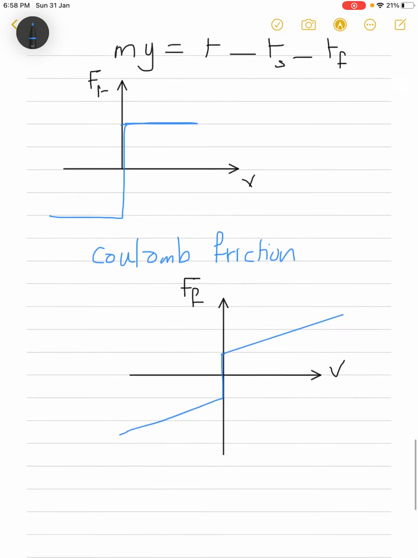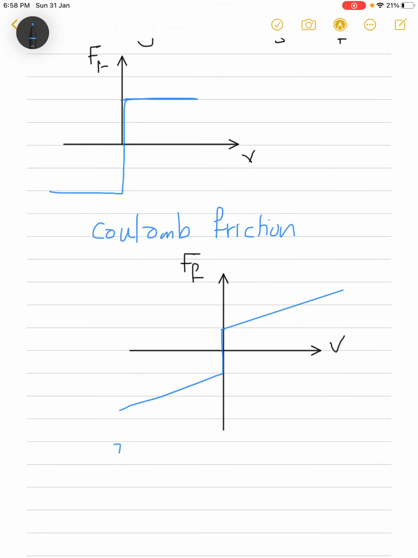So this is Coulomb friction plus viscous friction. So the point here is that many elements in nature are actually non-linear, and in some cases linearization does not give us a clear picture about the performance of the system, as we are going to see.